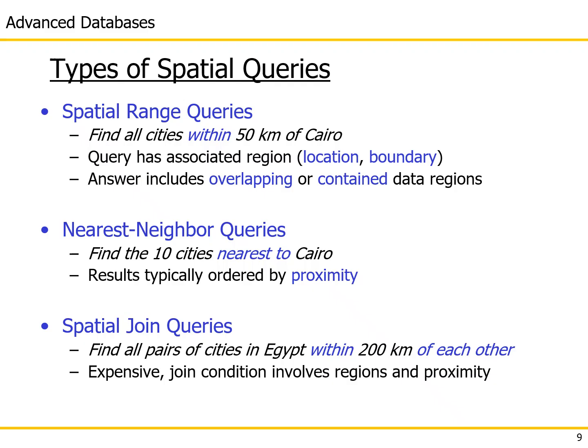Okay? Now, the third type of queries is what's called spatial join queries. Okay? Like, for example, find all pairs of cities in Egypt within 200 kilometers of each other. Now, since we're saying within 200 kilometers of each other, I'm going to join on the table of cities in Egypt to be able to answer this query. Okay? So you can here draw parallels between this type of join and the join you have learned in database 1. Okay? Now, just like all types of joins, it is an expensive operation. Okay? And in this case, it's actually quite an expensive operation because it will involve regions and proximity as well. Okay? Because you're saying within 200 kilometers.